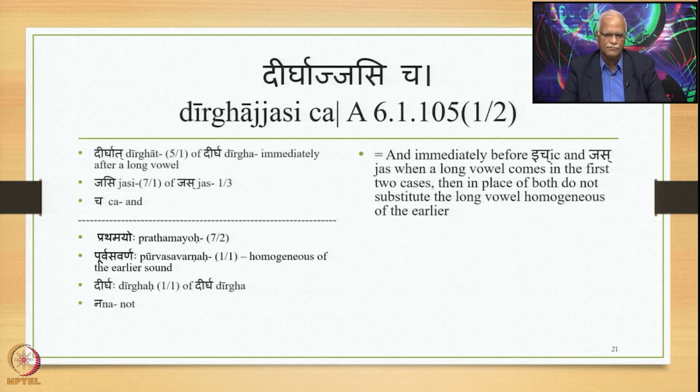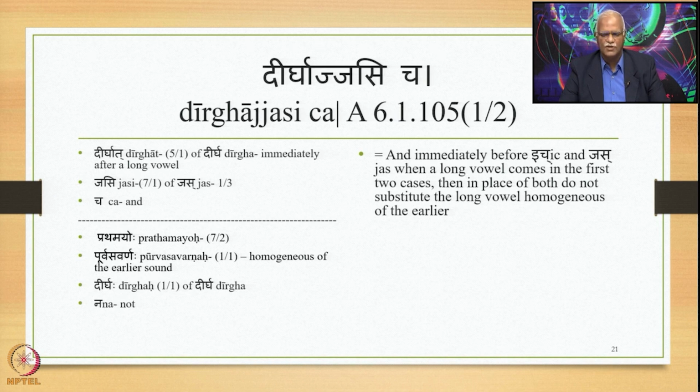Similarly, Dirgha Jasicha. This sutra is 6.1.105, and this is also a negation of Prathamayo Purva Savarnaha. This sutra has got three padas: Dirghat, which is 5/1 of Dirgha, which means immediately after a long vowel. Jasi is 7/1 of Jas. Jas is the nominative plural suffix. Cha means and. Prathamayoho is 7/2, Purva Savarnaha, Dirghaha and Na. And also the word Ichi continues.